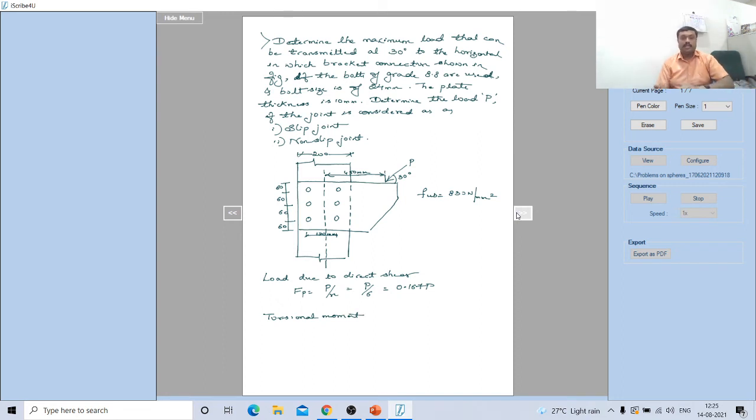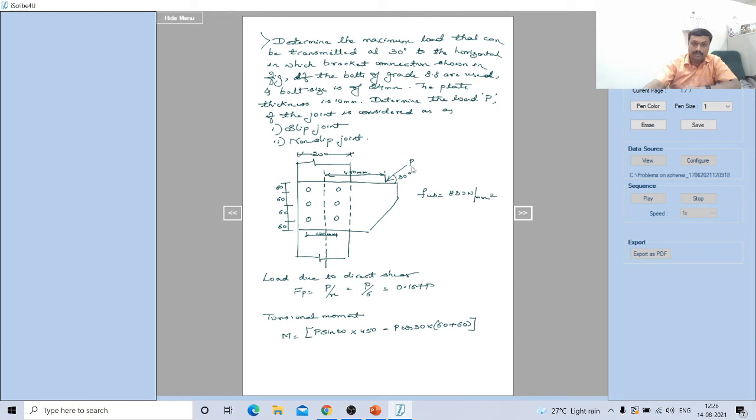So next, torsional moment. See, this is an inclined force. We have to resolve this force into the vertical component as well as the horizontal component. Since it is 30 degrees with respect to the base, it will be P sin theta and P cos theta for vertical and horizontal respectively. Okay, so torsional moment M is equal to P sin theta into 450 minus P cos theta, cos 30, into 60 plus 60. Correct.